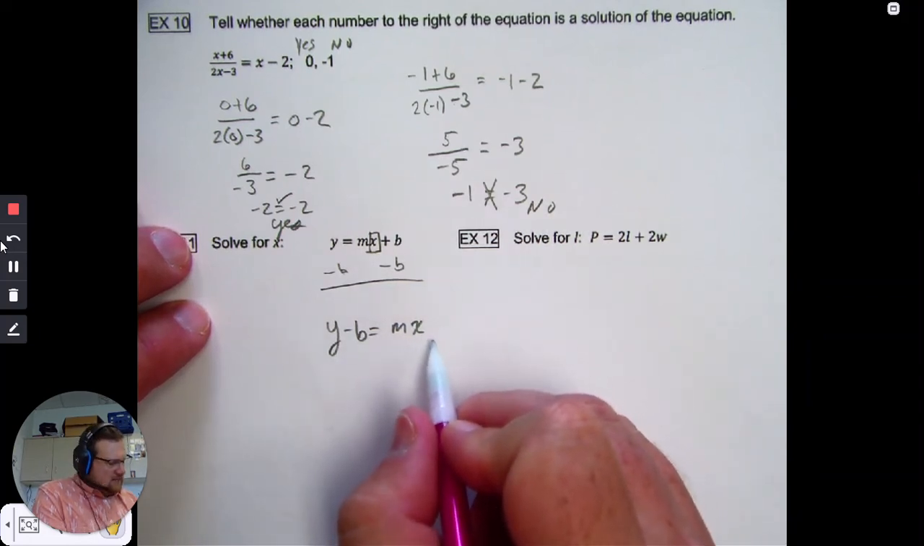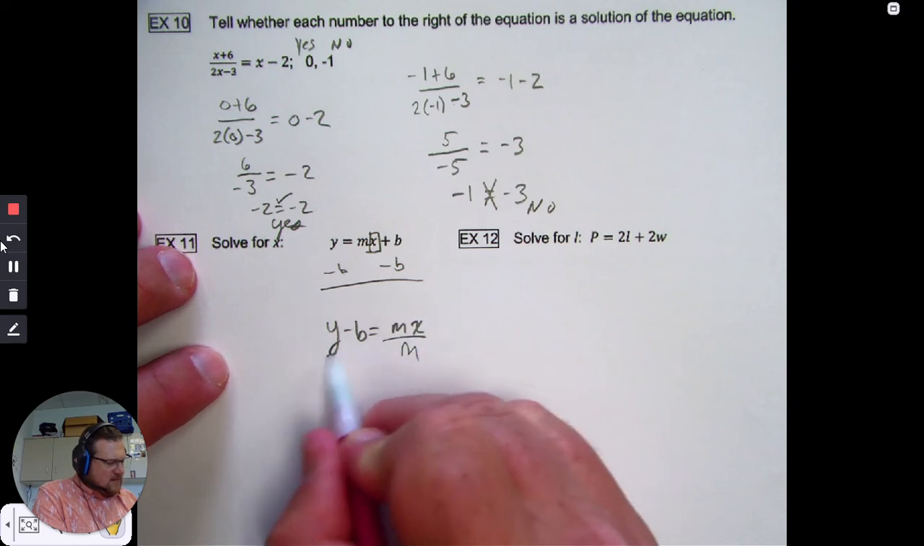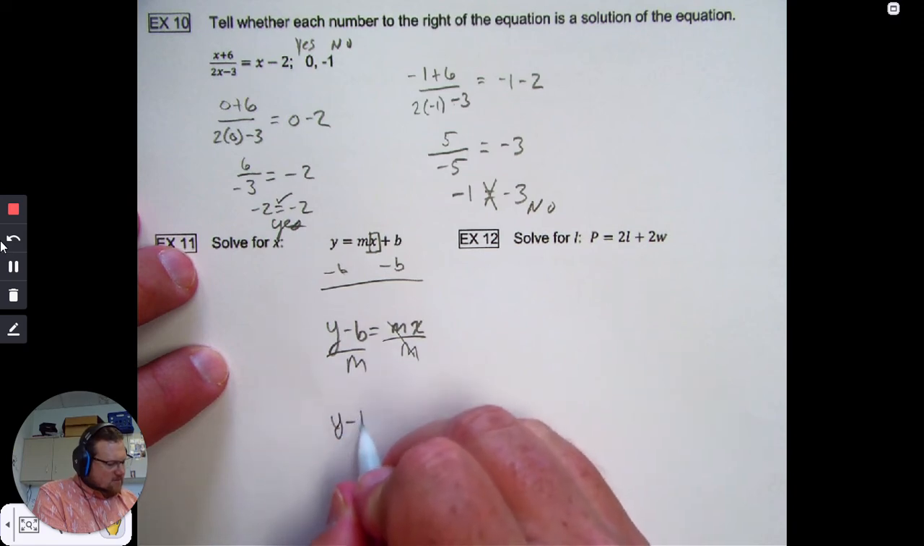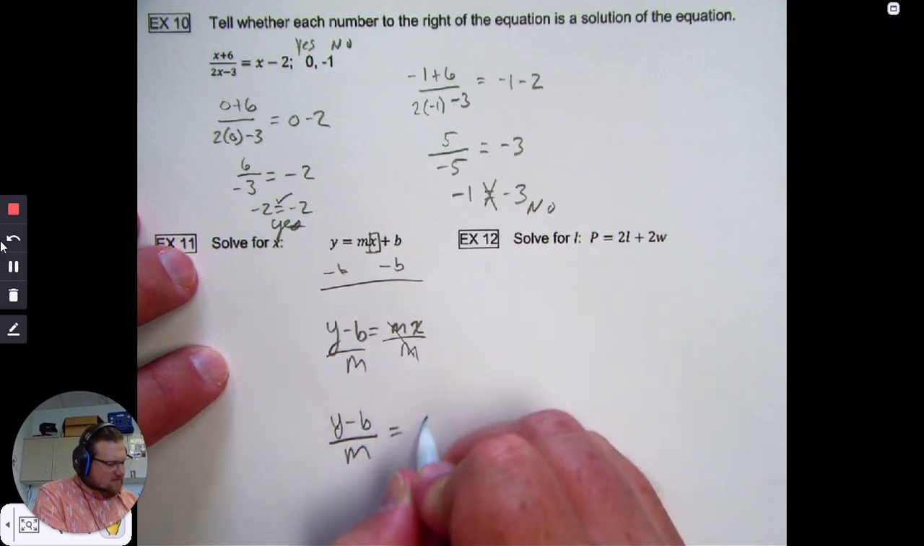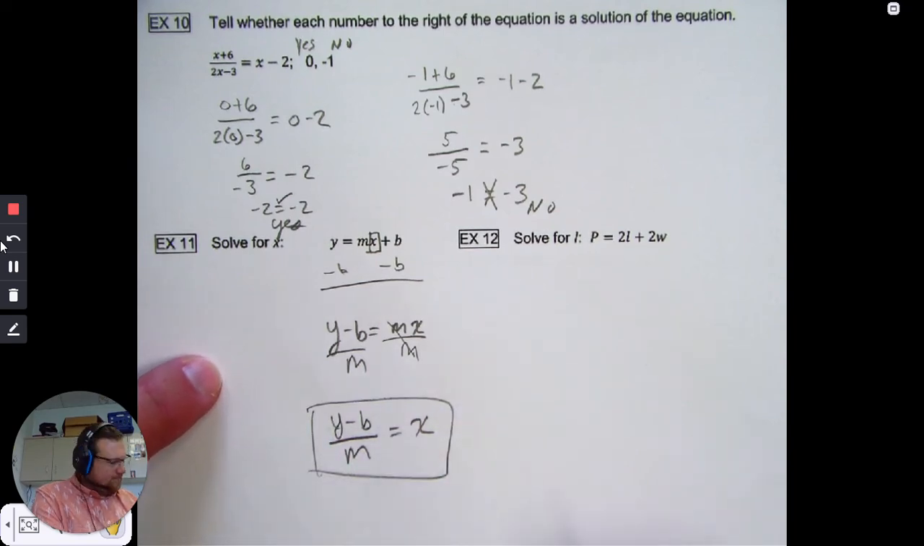I'm still trying to get this x alone, so I have to get rid of this multiplication by m. So to do that, I want to divide both sides by m. Those cancel each other out. I now have y minus b divided by m equals x. I solve for x, therefore I'm done.